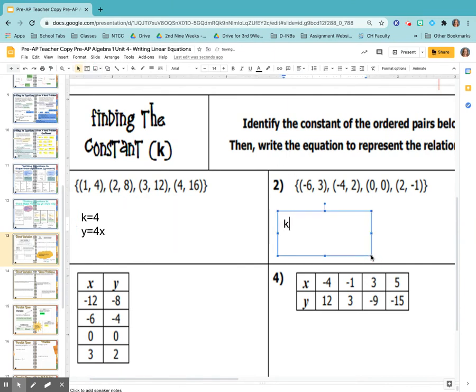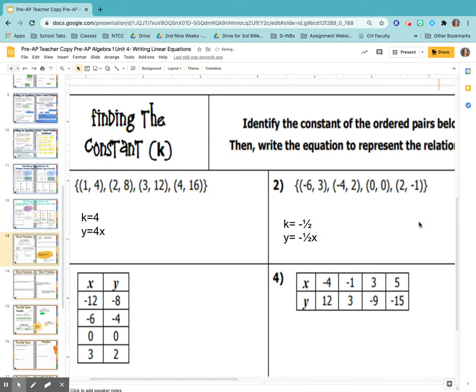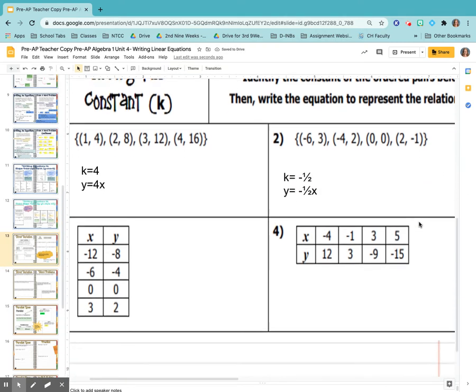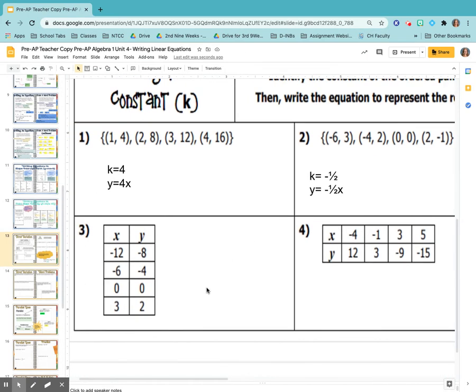So k equals -1/2. y equals -1/2 x. Okay, so the table of values is the same thing. You're just doing y divided by x to find your constant of variation.